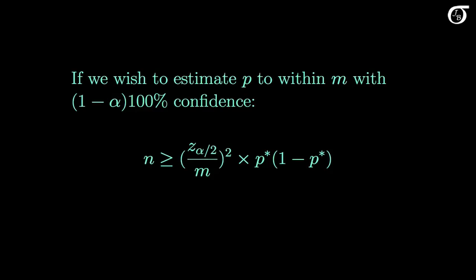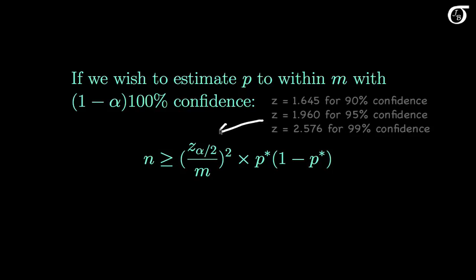In the general case, to estimate p to within m with 1 minus alpha times 100% confidence, we need a sample size of at least this quantity. Z sub alpha over 2 is the usual z value for the given confidence level. 1.96 for a 95% confidence level, 1.645 for a 90% confidence level, etc.